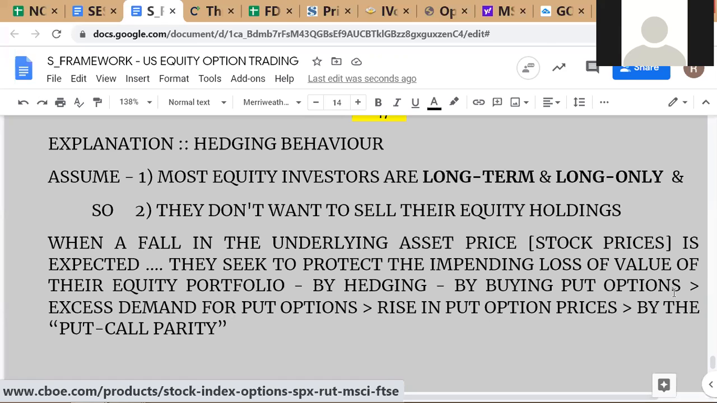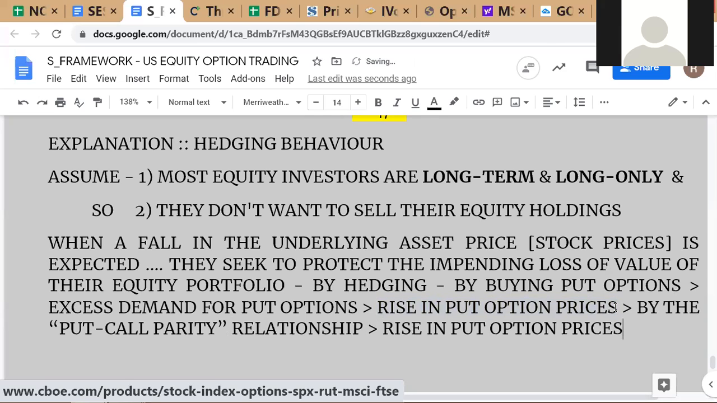By the put-call parity relationship, call prices also rise. So a rise in put option prices leads, by the rule of put-call parity, to a rise in call option prices also.